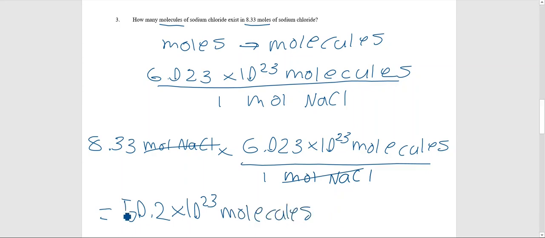And if you wanted to, you could convert this into actual scientific notation. So this decimal would move 1 over to the left. So in reality, it should be 5.02 times 10 to the 24th molecules.